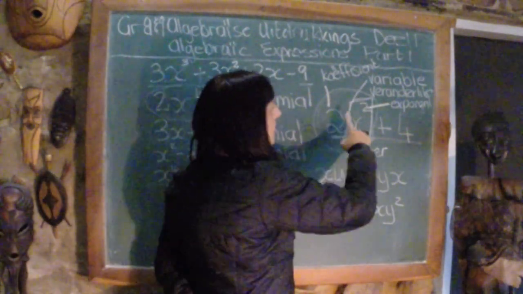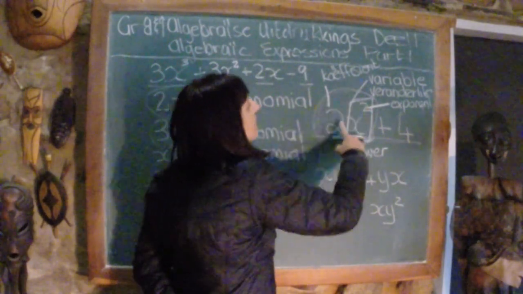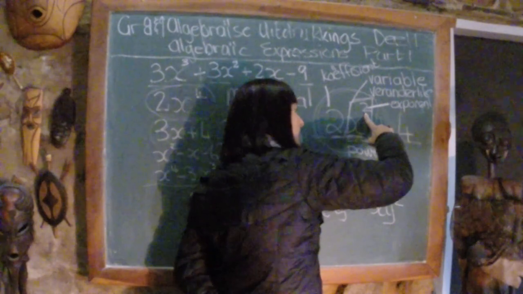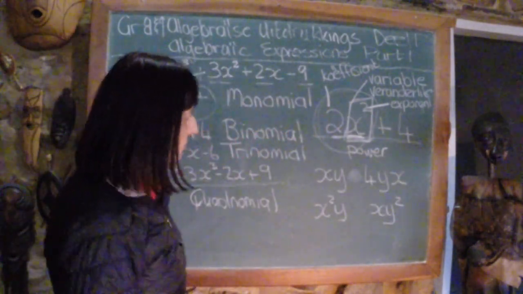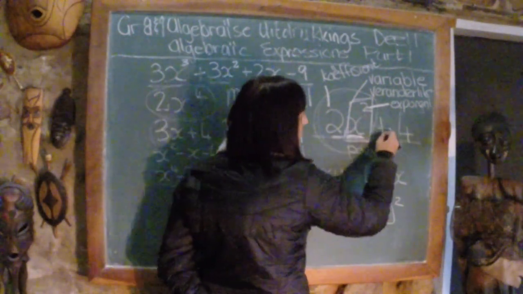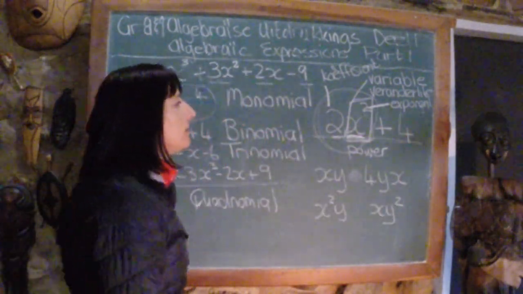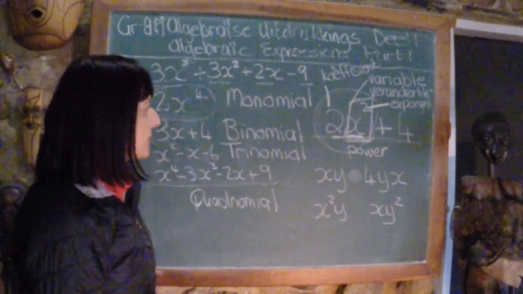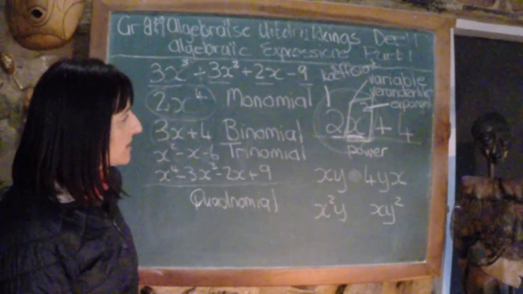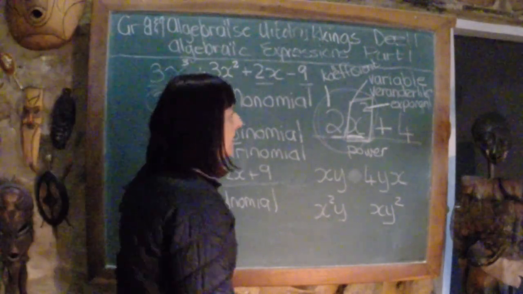'n Coëffisiënt, 'n veranderlike, 'n mag wat ook bestaan uit 'n basis en 'n exponent. It's a big term, that one. Then we got a plus. Die plus is 'n operation. It's a calculation that we do, plus calculation, plus bewerking by adding up.